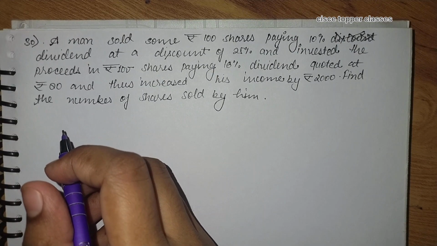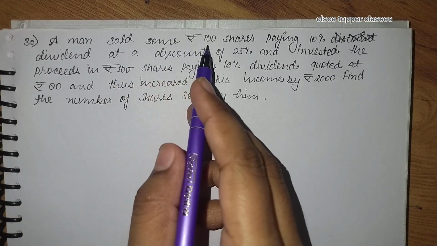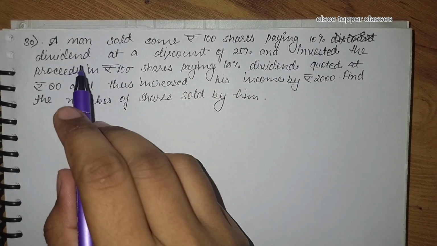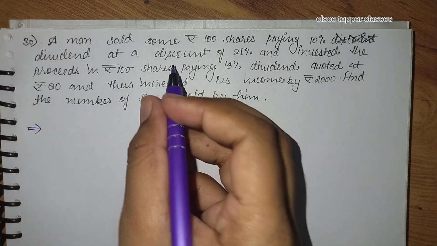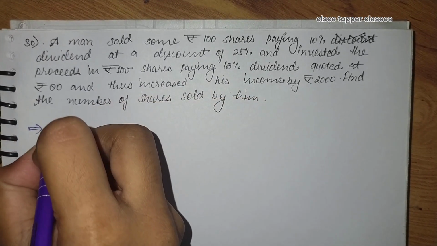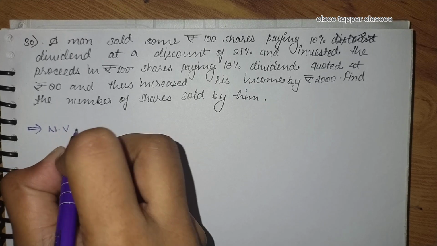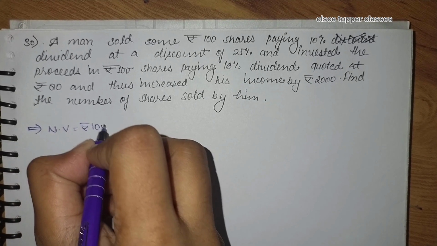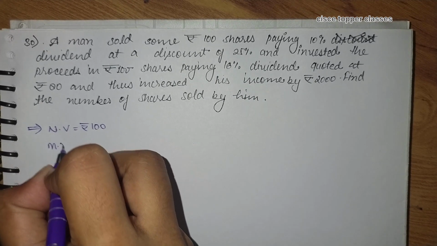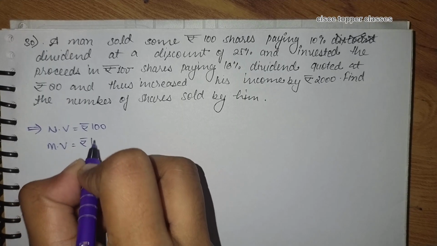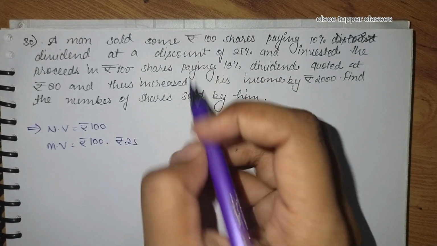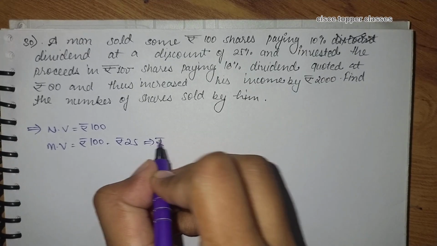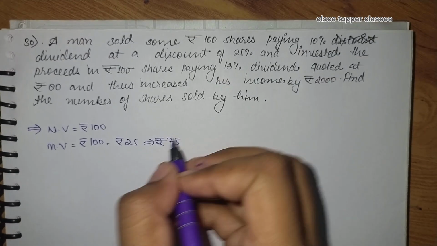Now let us solve question number 30. A man sold some rupees 100 shares paying 10% dividend at a discount of 25%. So if we write the nominal value in the first case, that is rupees 100, and the market value for this is rupees 100 minus rupees 25, because 25% discount of the 100 rupees will be 25 only, so rupees 75 is the market value here.